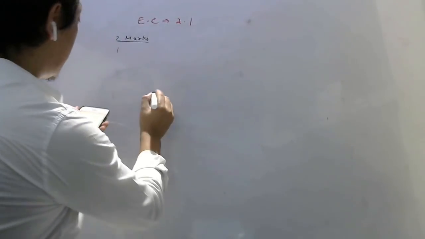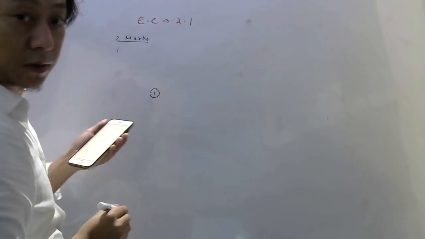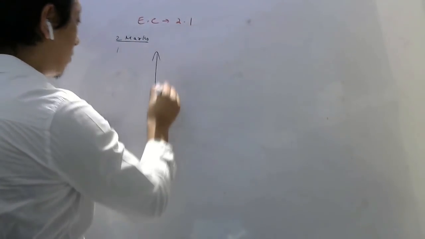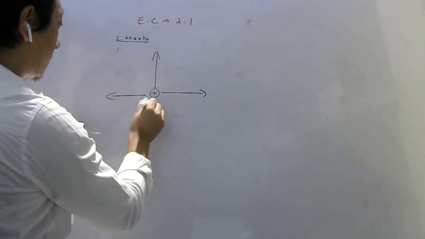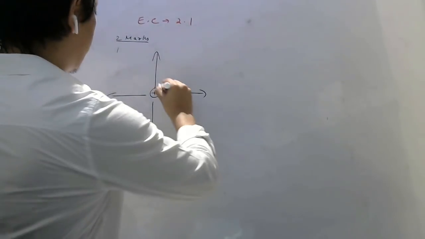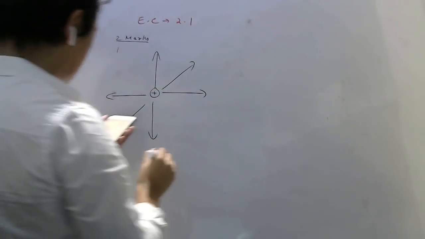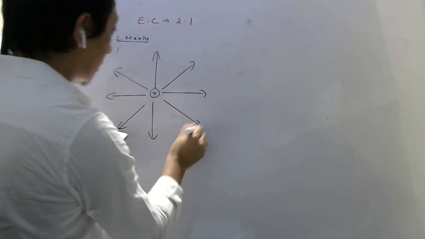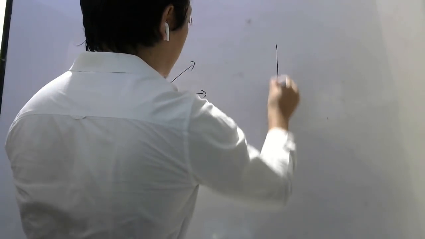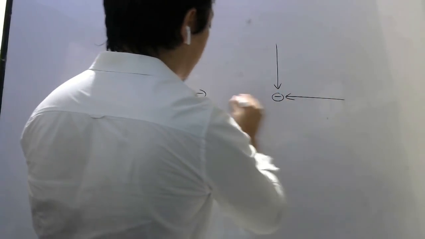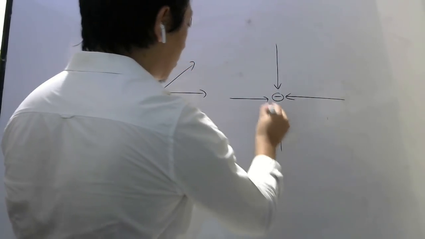Listen carefully. Here is a positive charge, and for a point charge the electric field will be radially outwards. Let me draw some more. And one more, they have shown negative this way. Even if they don't show, you know already.